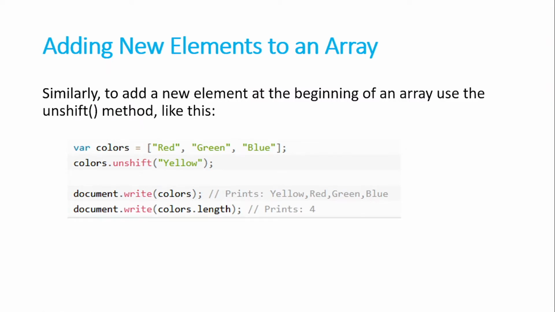Similarly, we can do this same thing with this unshift method, but there's one tiny difference: push allows us to add elements at the end, but this unshift method allows us to add elements at the start. So this yellow will be added at the start, not at the end. Now you can see, both are adding the elements, but push is adding at the end, and the unshift method is adding at the start.